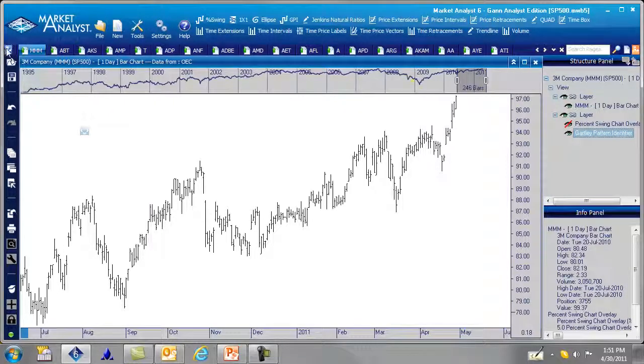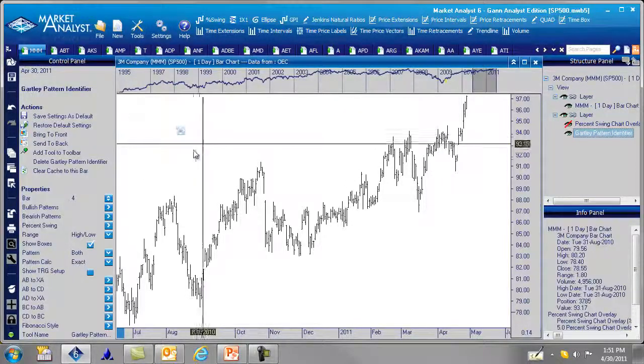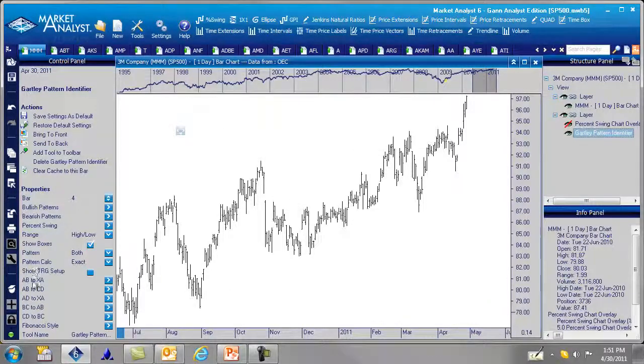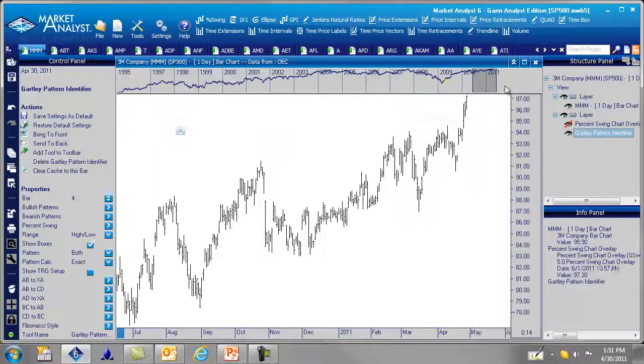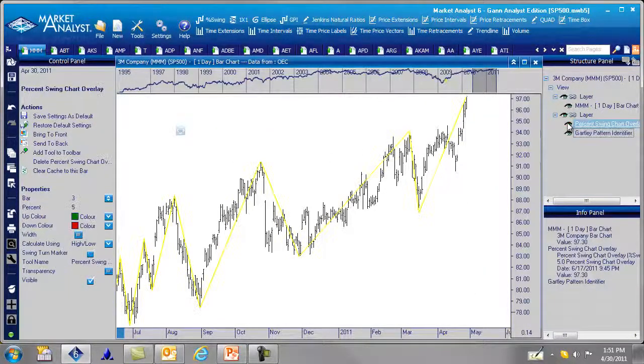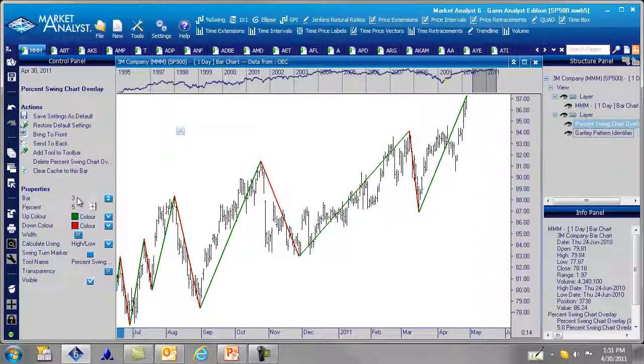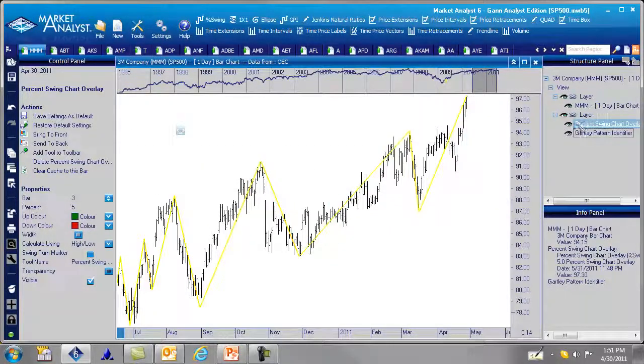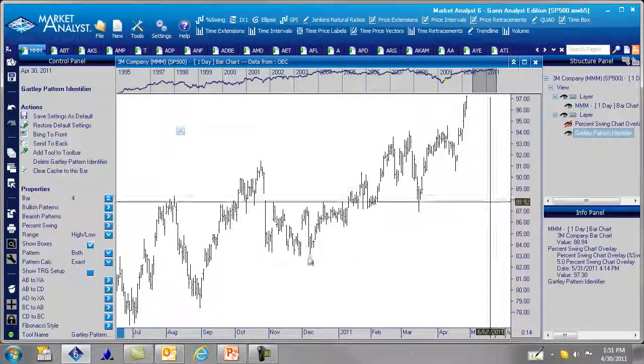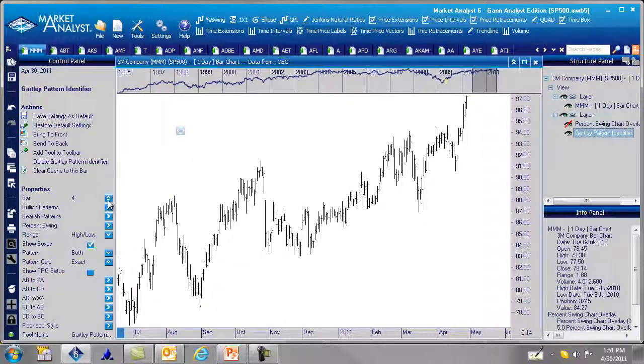and then go over here and open up the control panel, I now have the properties for my Gartley Pattern Identifier over here. Now, remember the percent swing chart overlay? We'll set the settings to the same as the Gartley Pattern Identifier. We have 5% and 3 bars on that. So turn that off. We'll go back here, and then we go down here to percent swing.